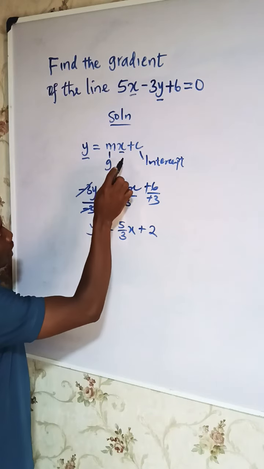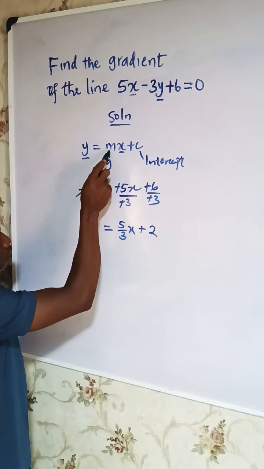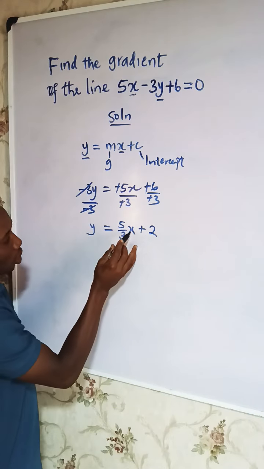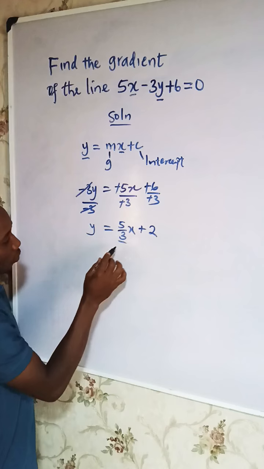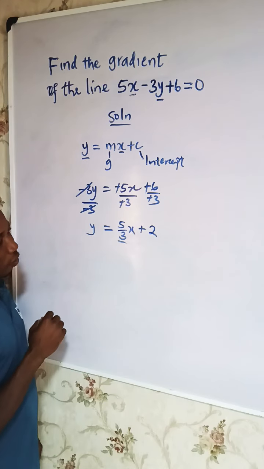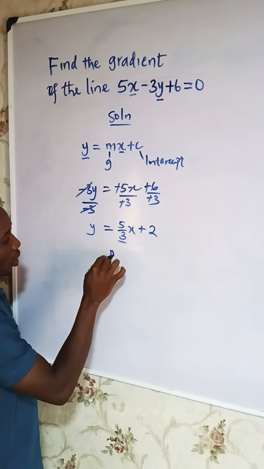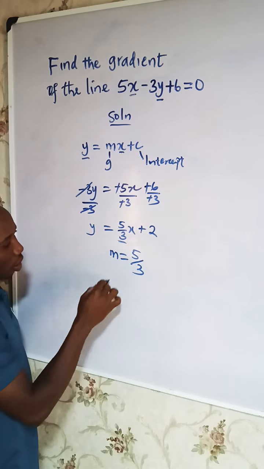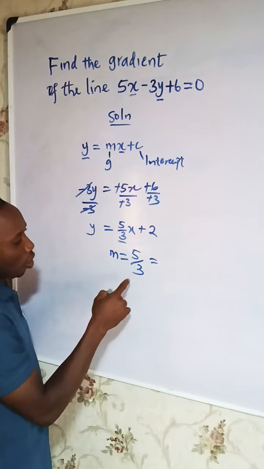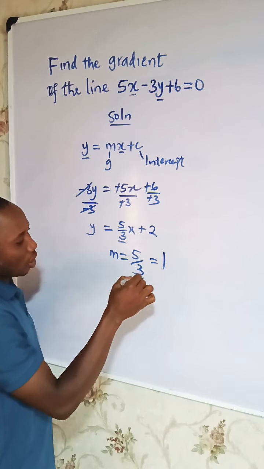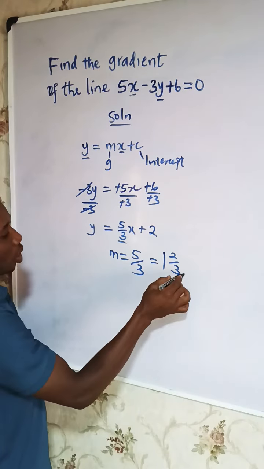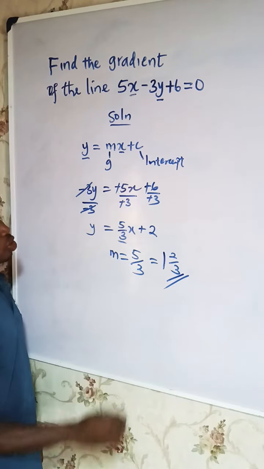But if we look at this, the coefficient of x, which was m here, we said is the gradient of this line. So what is the coefficient of x here? The coefficient of x is 5 over 3. So it suffices to say that our m in this case is what? 5 over 3. And 5 over 3 is the same thing as what? 3 goes into 5 how many times? 1 time. Remember what? 2 divided by what? 3. This is the gradient of this straight line.